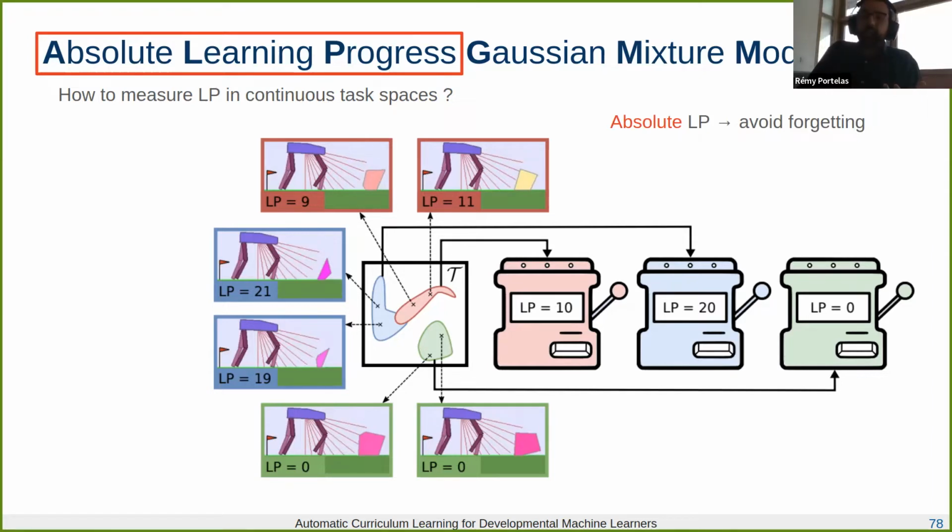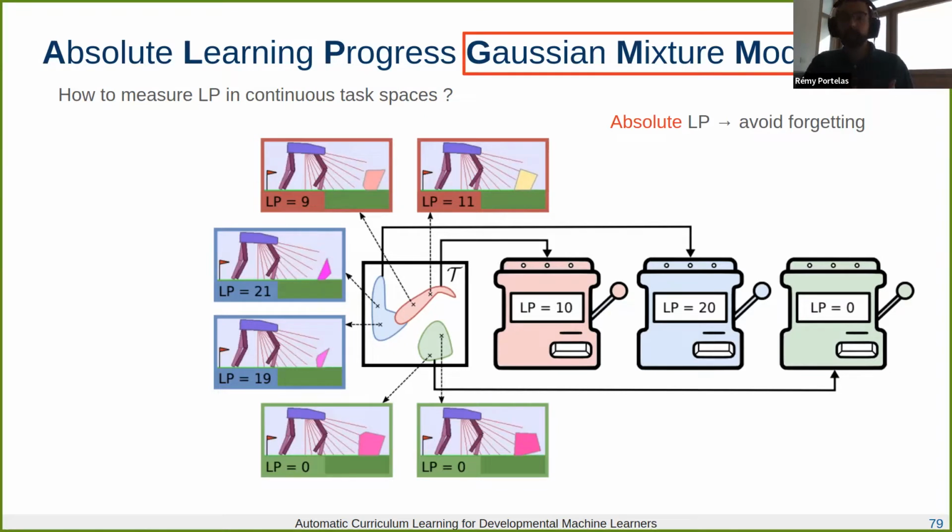And so by tracking absolute learning progress, we can shift task sampling back to previously mastered subspaces if they are starting to be forgotten. And finally, to efficiently detect and fit complex task subspaces, we rely on fitting Gaussian mixture models using our database of proposed tasks and associated absolute learning progress estimates. So each Gaussian becomes an arm of the multi-arm bandit.